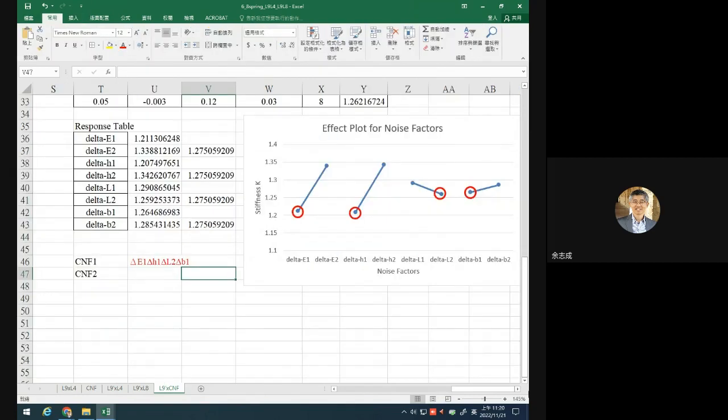So once you get compound noise 1, you should have compound noise level 2, right? This combination will make your output K the smallest. Same thing, the other combination will make your output K the largest. I already got level 1. I believe you should be able to get level 2.